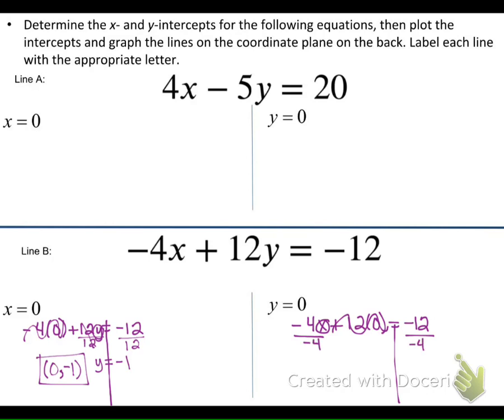Take that negative with it. x equals negative 3. Two negatives equal a positive, so positive 3. What's your ordered pair going to be then? It's going to be 3, 0. Parentheses, comma, box. Nice job. You guys flew through that.